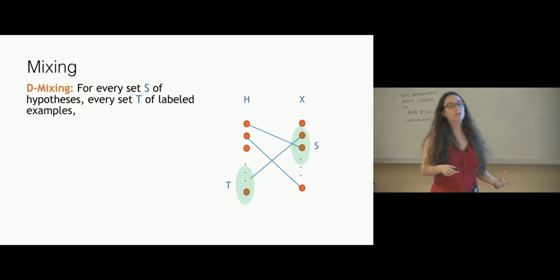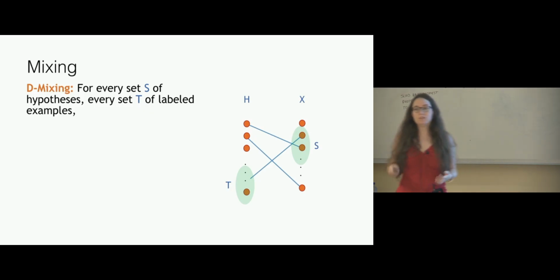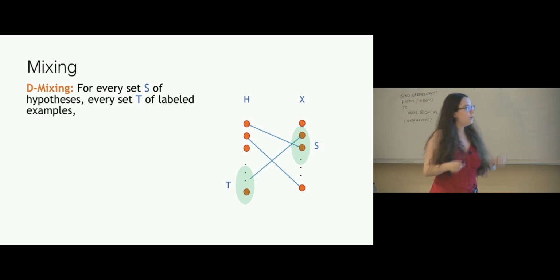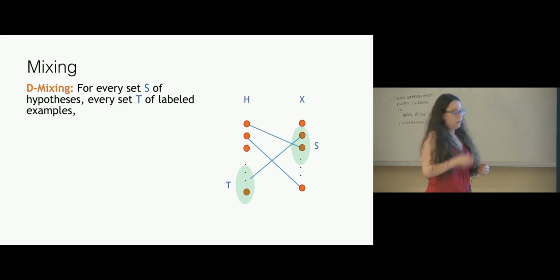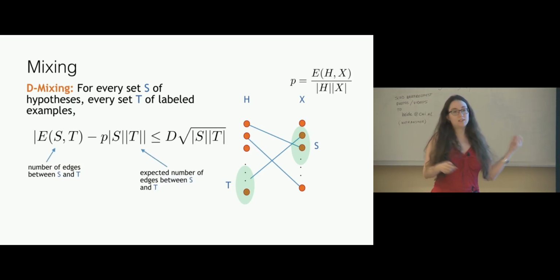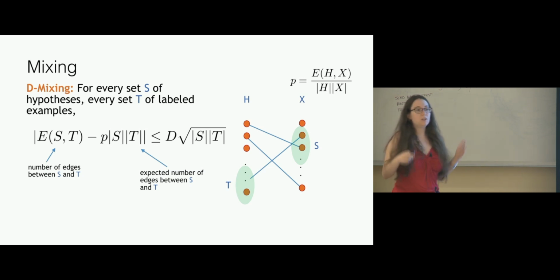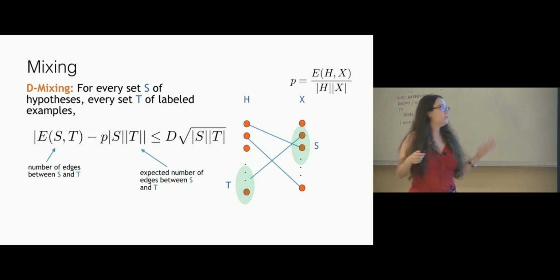So we want to check how close a graph is to being random. And how can we check it? What we want is that for any large sets S and T, the number of edges between S and T, we want it to be close to what we expect.